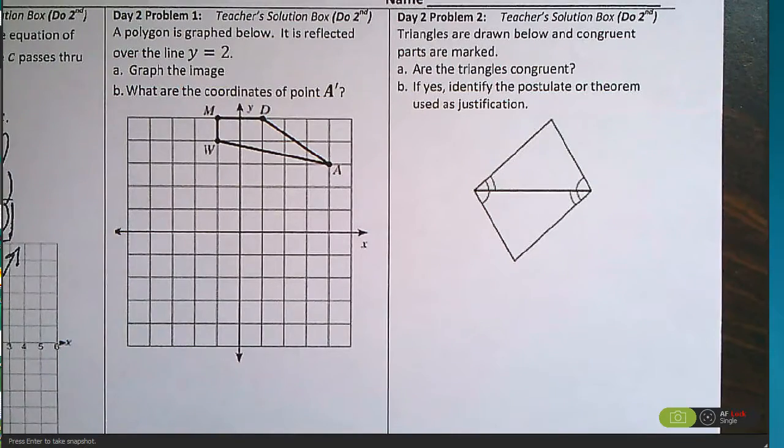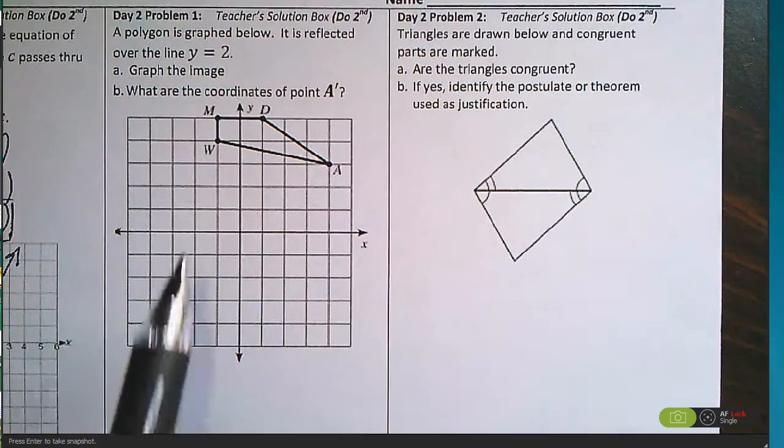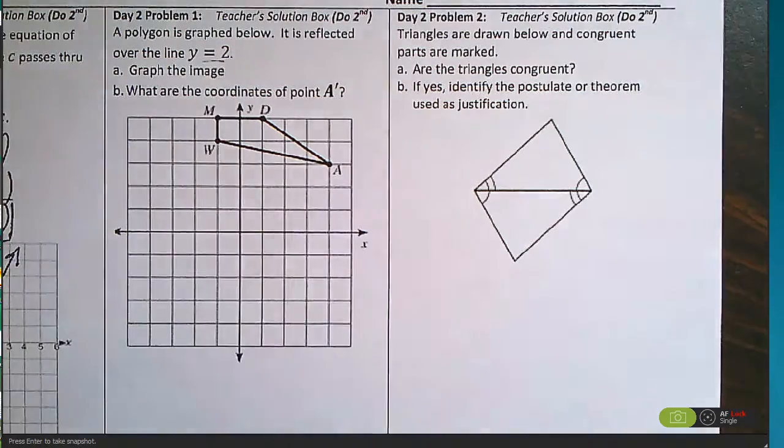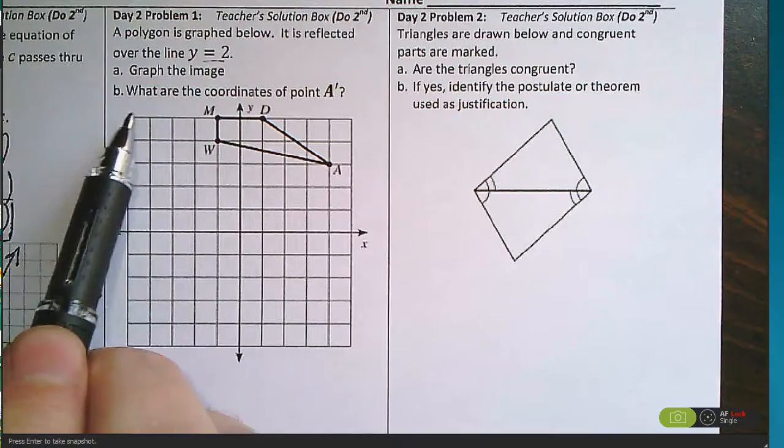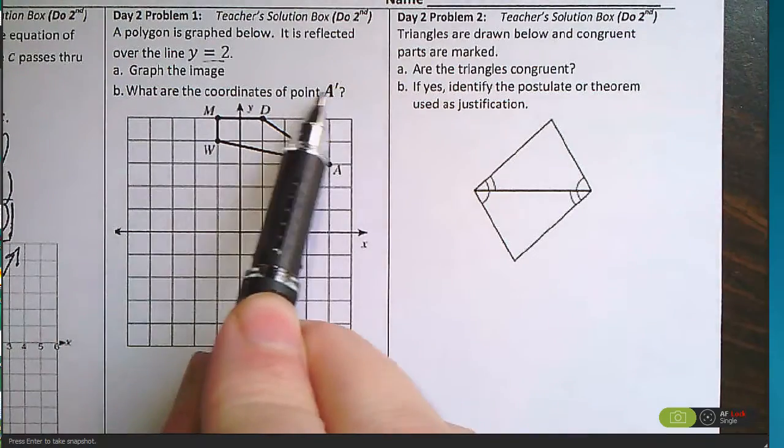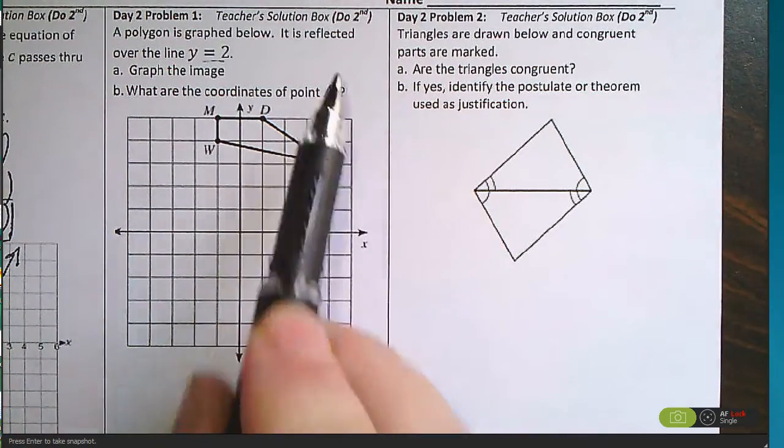Here's the solution for day 2, problem 1. The polygon is graphed below. It is reflected over the line y equals 2. Graph the image, and then it asks, what are the coordinates of point A prime?